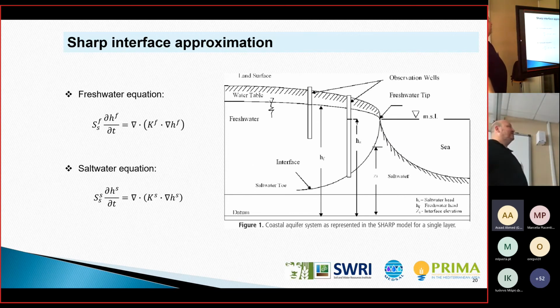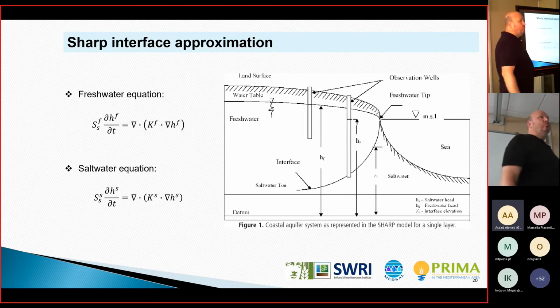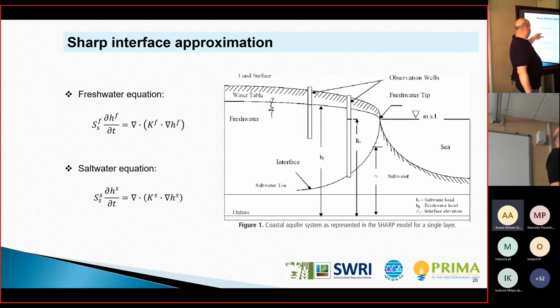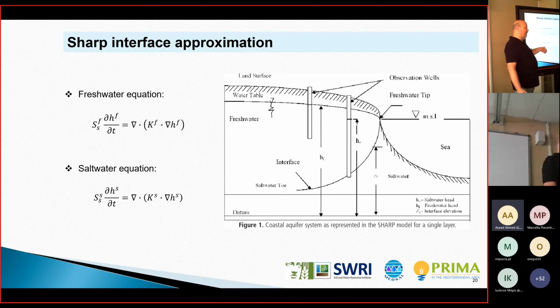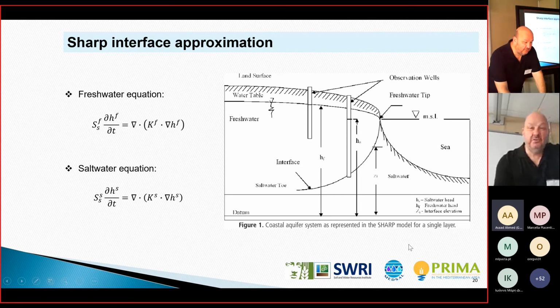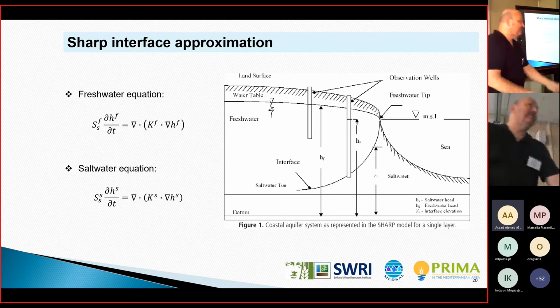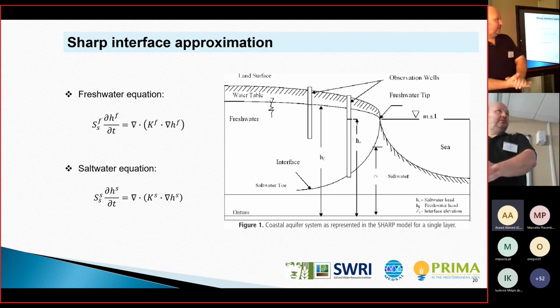Here we can see the two equations for the sharp interface approximation. As you can see, we have two governing equations, one equation for fresh water and one for salt water. So we solve these two equations simultaneously for the freshwater head, HF, and for the saltwater head. And in this way, we may find in the aquifer the location of the interface, which is also obviously related to the recharge, if we pump the aquifer, and all the other hydrological parameters.